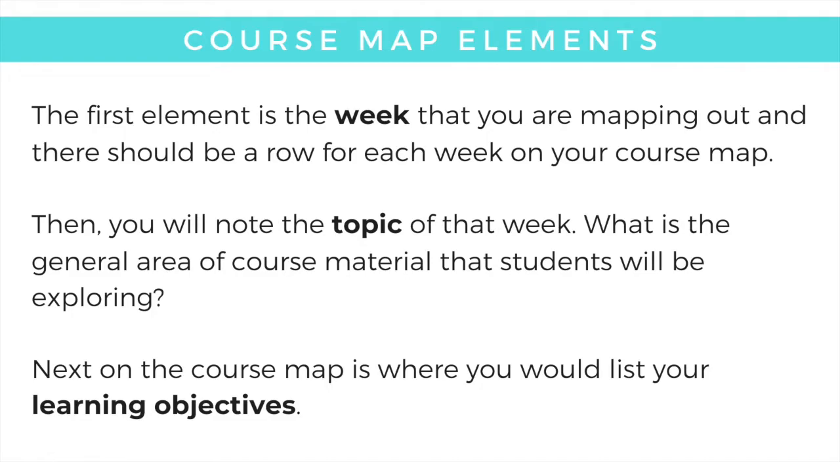This is also a good place to note if there is an essential question in the course that students will be trying to answer that particular week. Next on the course map is where you would list your learning objectives. As we discussed in an earlier module, these are what students should be able to do to demonstrate their learning upon successful completion of a course, and they're often phrased with specific verbs that can be measured and observed.